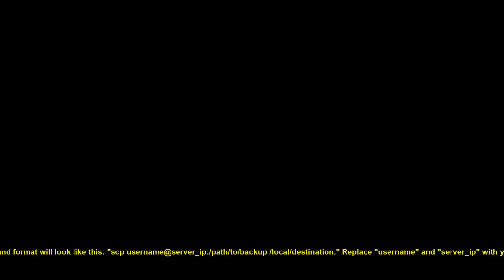To download the backup to your local machine, use the scp command. The command format will look like this: scp username@server_ip:/path/to/backup /local/destination. Replace /path/to/backup with the path to your desired backup file. Replace /local/destination with the path on your local machine where you want to save the file.